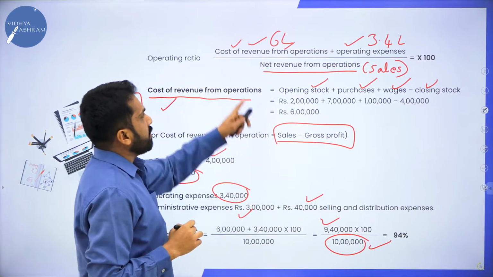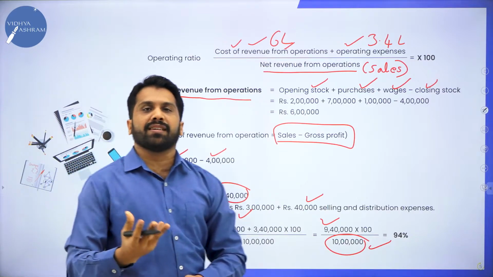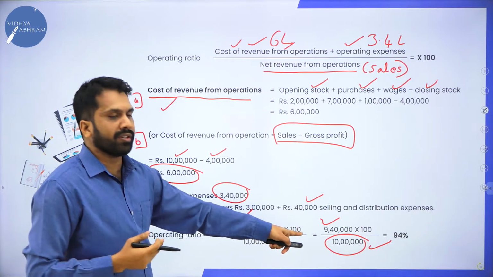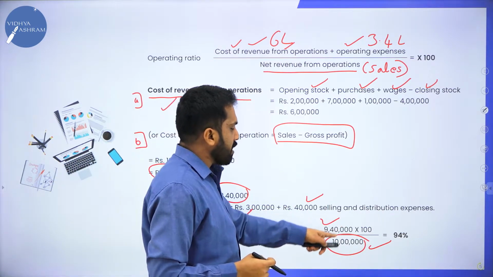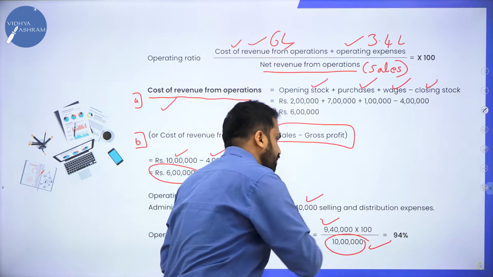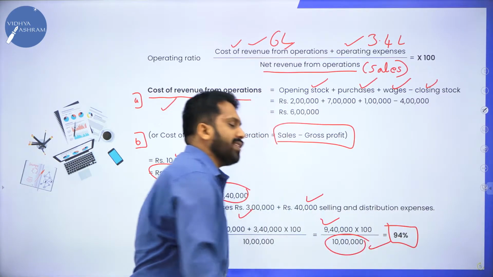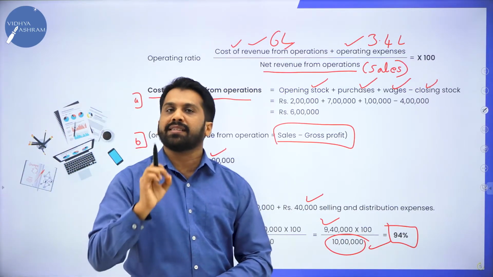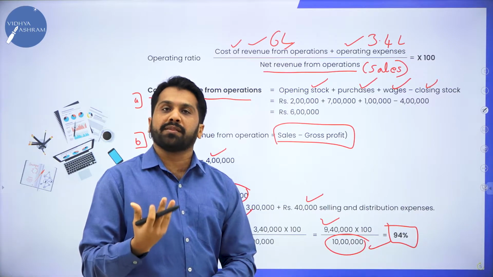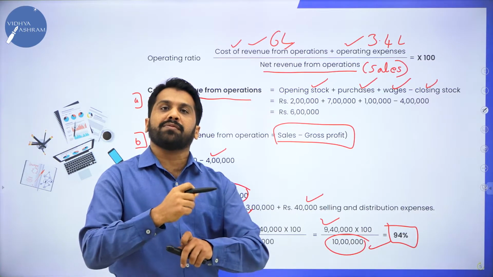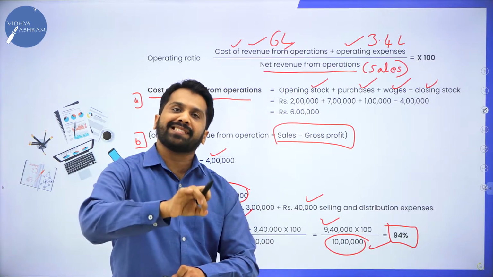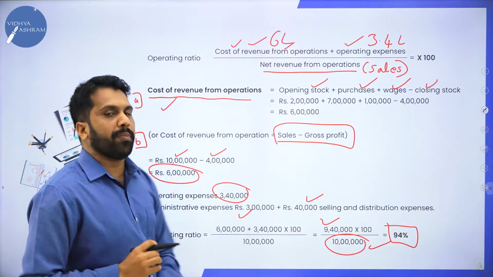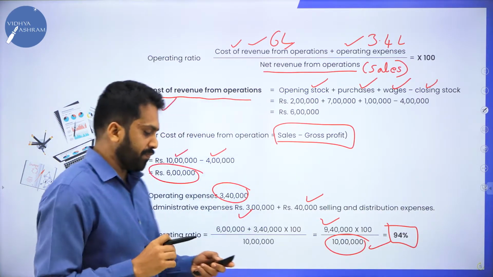9,40,000. Now, divided by what? Net revenue. Revenue means what? Sales. Now, your sales is how much? 10 lakh. 9,40,000 divided by 10 lakh, multiply with 100. What is your percentage? Operating profit ratio is 94%. Clear? Operating means, remember, to run your business, whatever expenses you make except financial cost. This is all about your operating profit ratio.